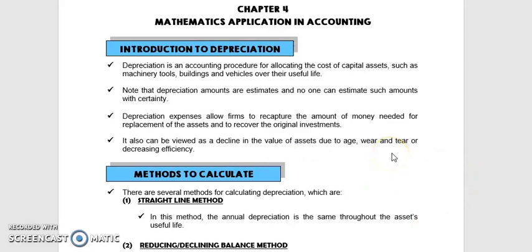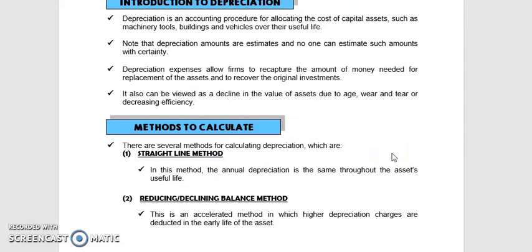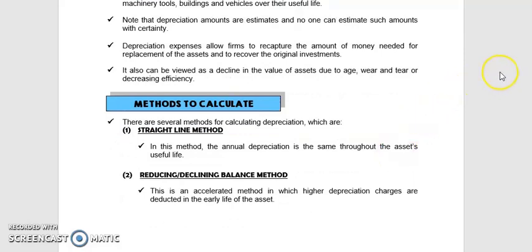Now let's look at methods to calculate depreciation. In this topic, we have 2 methods, which are the straight line method and the reducing or declining balance method. In this topic, we only use these 2 methods in order to estimate the depreciation. Now let's look at what is the difference between these two.